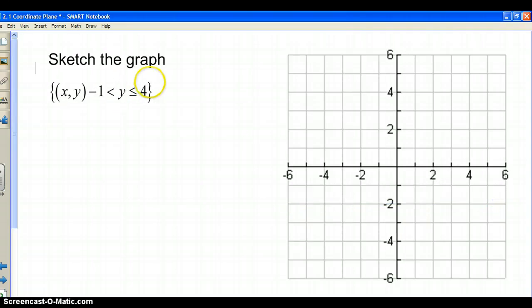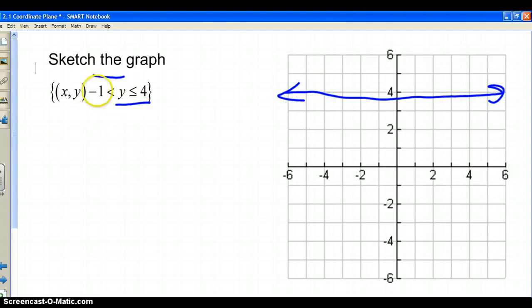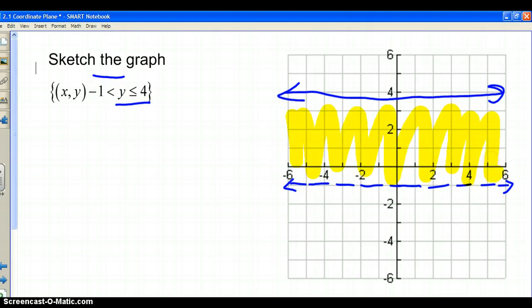Let's try this one. As soon as you see Y, let's look at that part of this. Y is less than or equal to 4. Let's see, it looks like a horizontal line at 4. Y is bigger than -1. So Y = -1 looks like this, but I think it's going to be dotted. And Y is sandwiched in between the two, and so the shading is going to be in between the two there.